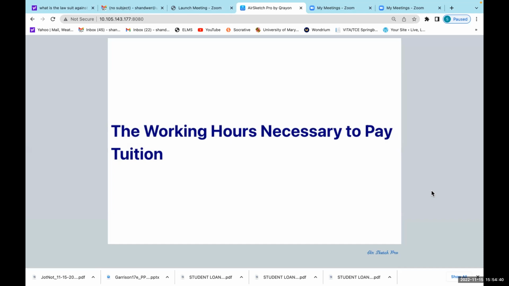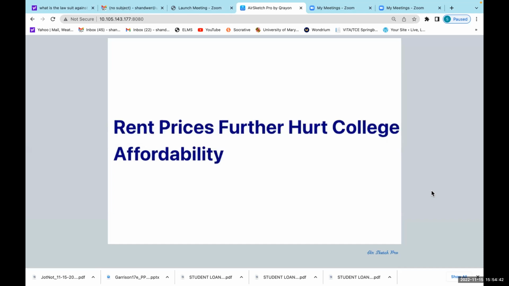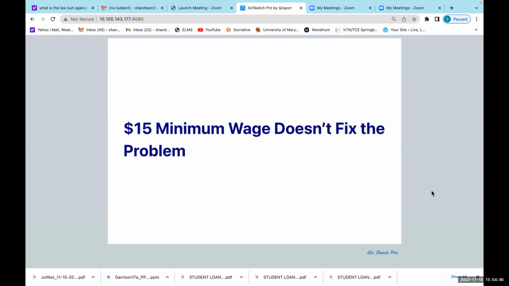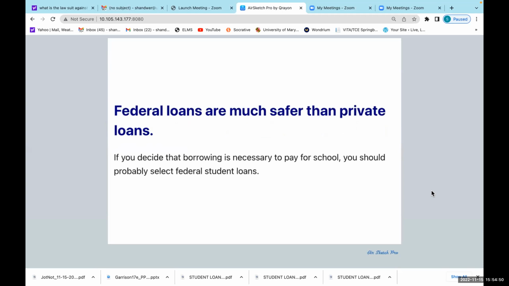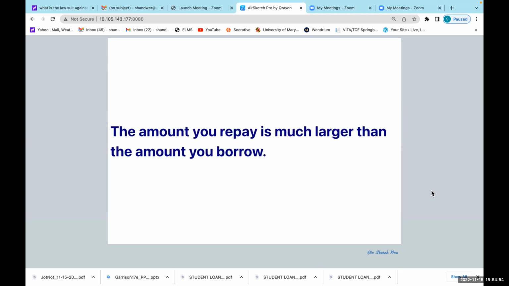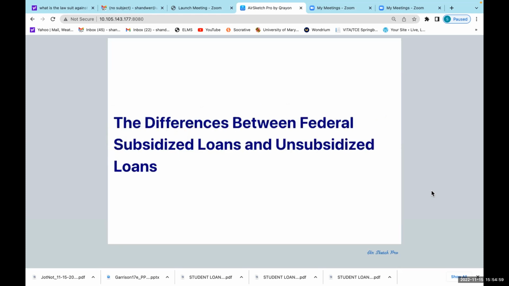All right, the working hours necessary to pay tuition have gone up. Rent prices have hurt. This is all what's led to the crisis we're at now. Minimum wage doesn't help. Federal loans are much safer. They're the better way to go today, and that will be that way for a while. Let me get to some meat and potatoes here.